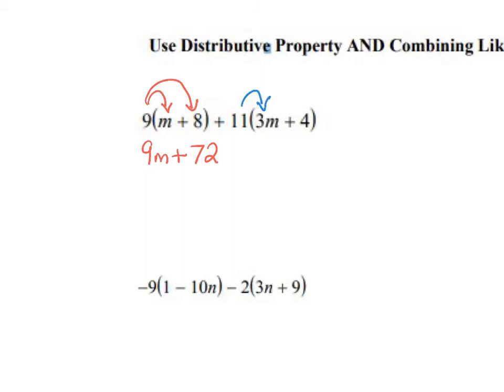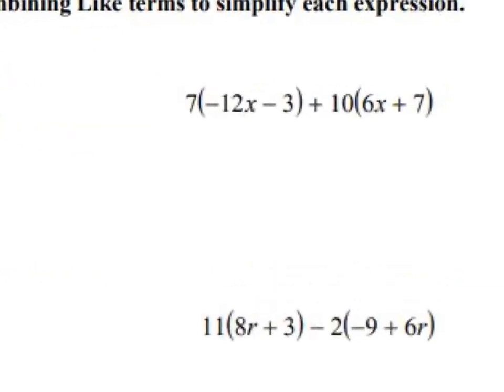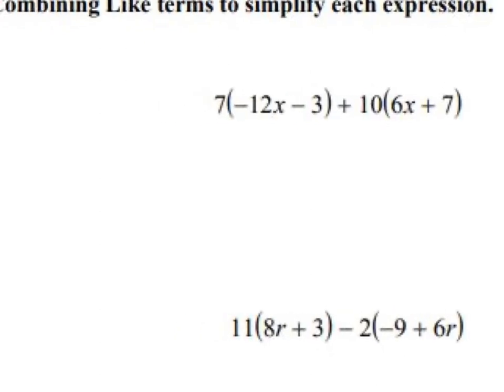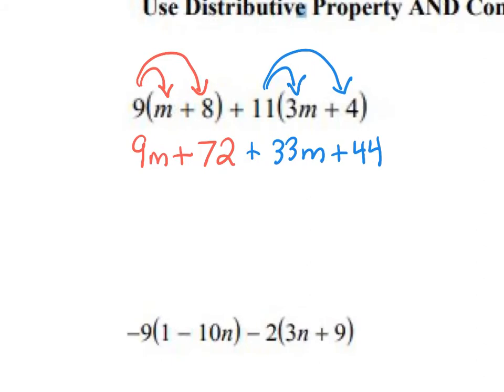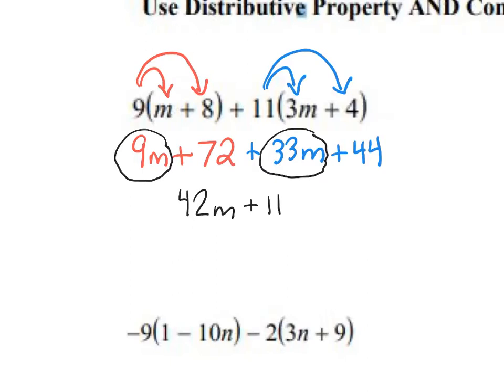11 times 3m, so I get 33m. 11 times 4 gives me 44. Okay, I'm going to slide over to the right. The thing you'll notice here is, oh, I did that too soon. I think there's like terms. I left too soon. My goodness. Okay, so I'm going to go back to the black ink. 9m, its like term is 33m. So I have 42m. And now I've got 72 plus 44, and I get plus 116. That is my answer in final, simplest terms.